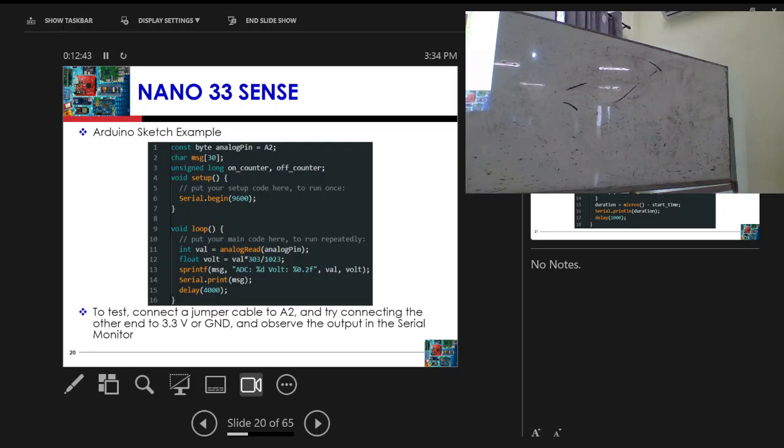Okay, so let's start with the first one. We are just declaring a constant data type byte called analogPin, and then we are giving it A2. I said that once you see A something, it means that it's an analog pin. So whether you are reading or writing for it, that will not depend on us.